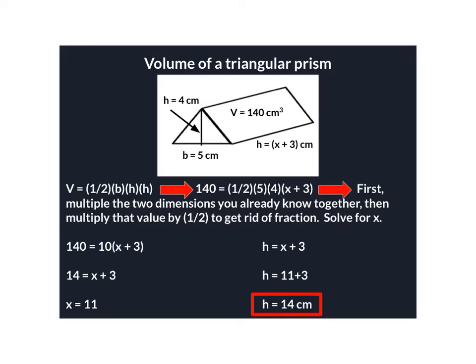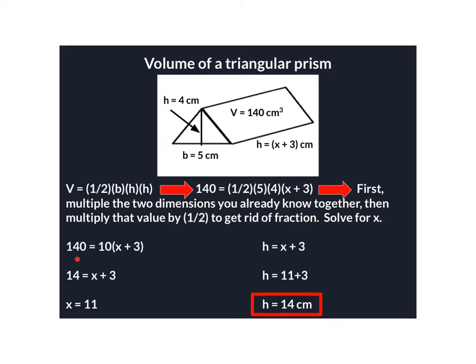So if you look at my side notes, I say to first multiply the two dimensions that you already know, then multiply that value by 1/2 to get rid of the fraction, and then we solve for x. So if you look down here, this equation that we had, kind of long, ugly, a lot of numbers, turned into a more simple equation.